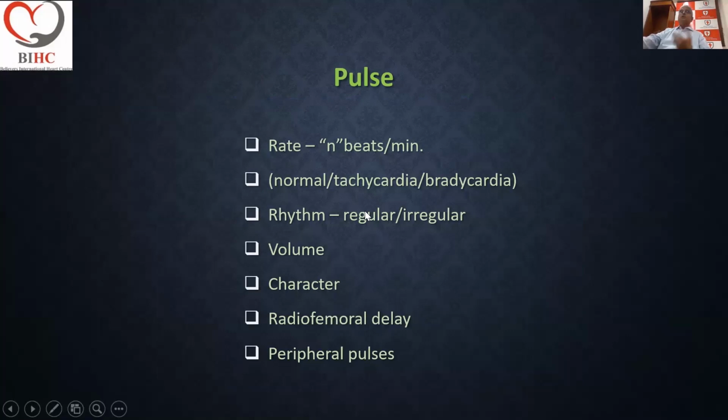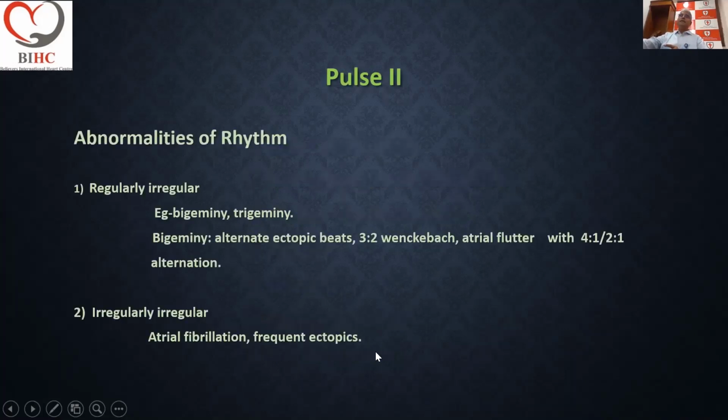You know that to the students, we always say when you describe pulse, describe it as so many beats per minute, regular, normal volume, normal character, no radiofemoral delay, and the peripheral pulses are normal. Otherwise, describe the abnormality in each one of these headings. Abnormalities of rhythm, we could have irregular rhythms like bigeminy, trigeminy, or atrial fibrillation.